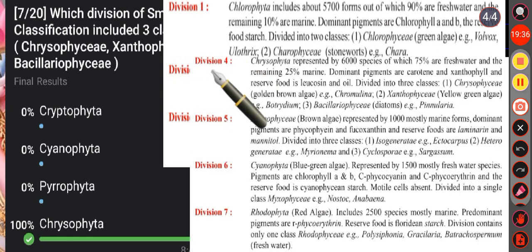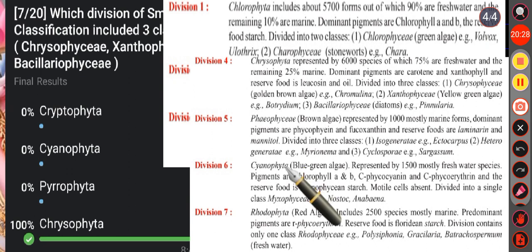Then division 4, that is Chrysophyta. Chrysophyta is divided into three classes, that is Chrysophyceae, Xanthophyceae and Bacillariophyceae. So here the correct answer is option D, that is Chrysophyta. Then see the next division, that is Phaeophyta. Phaeophyta is divided into three classes, that is Isogeneratae, Heterogeneratae and Cyclosporae.